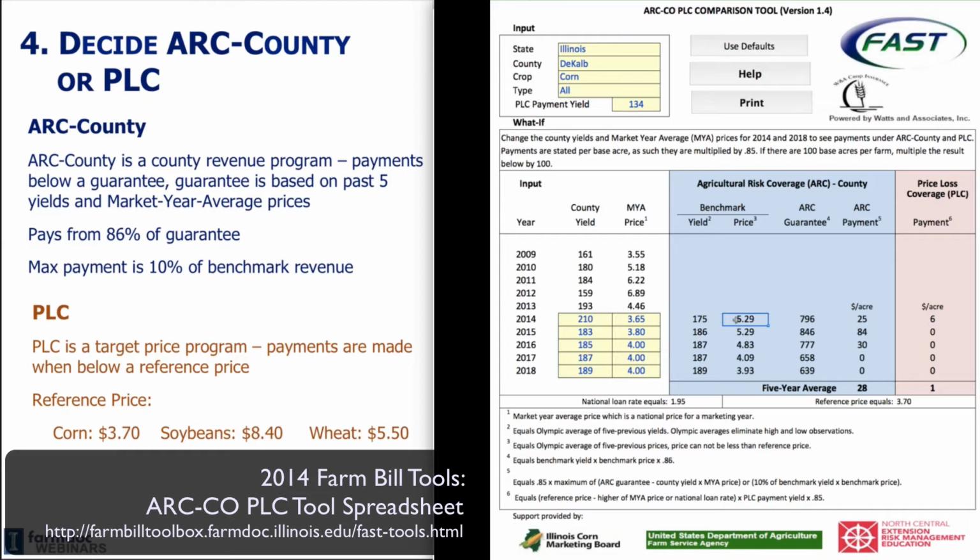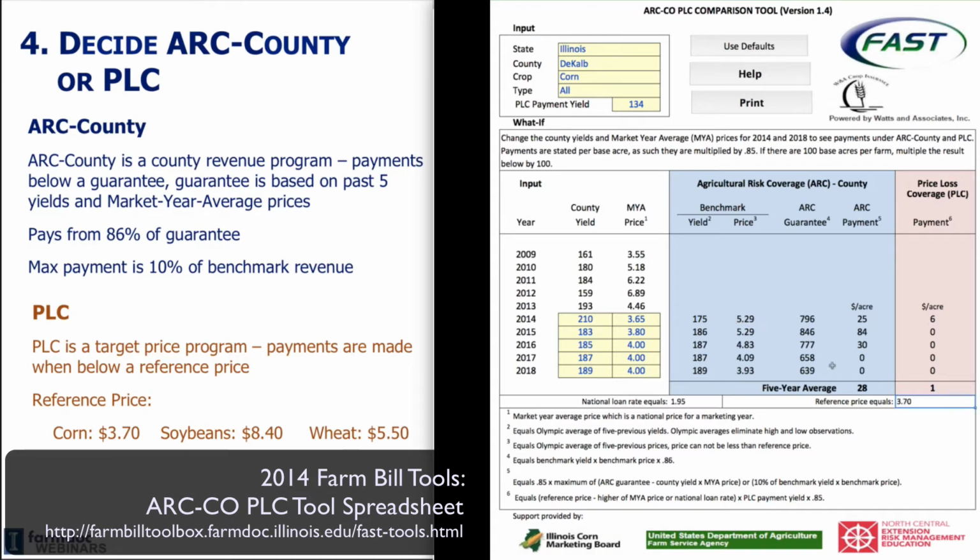So you can see how that gets calculated, and we'll also note you see how that changes over time as new yields and prices get factored in. So pay attention to that as well, because that ARC County program benchmark is going to move as new year prices and yields come in. By comparison, that reference price under PLC, that's $3.70 for corn, will not change. It's $3.70 in 2014. It's $3.70 in 2018. So there's no movement on the reference price.